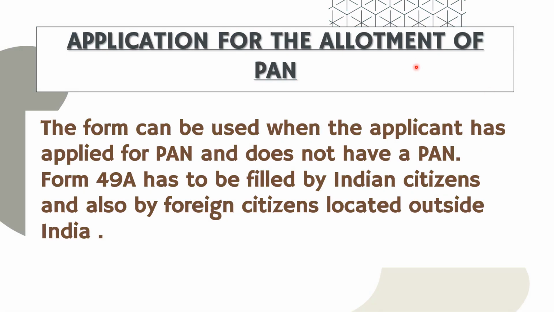Application for the allotment of PAN. Form 49A has to be filled by Indian citizens and foreign citizens who are located outside India. And in case you have applied and you have not got your PAN number, you can mention this form where the applicant has applied for the PAN. The same form can be quoted.